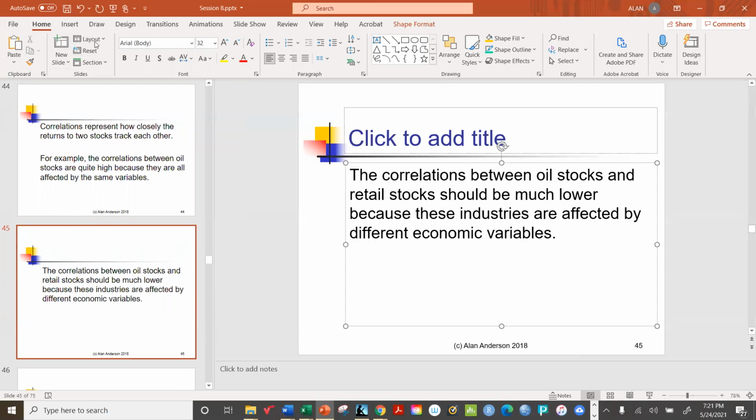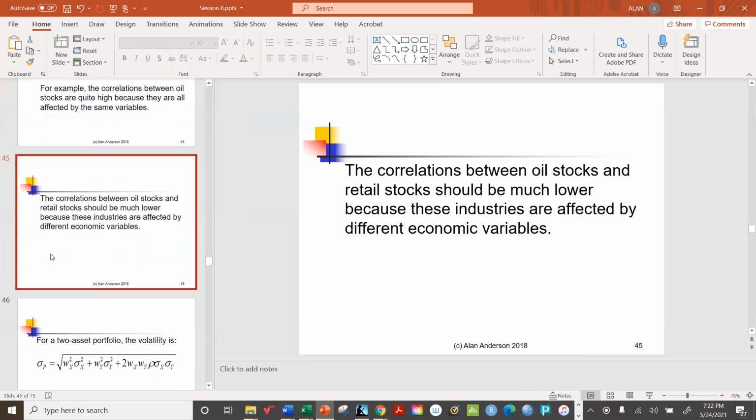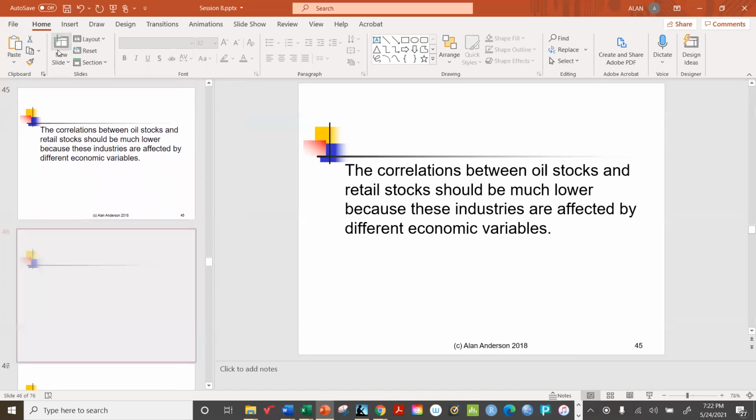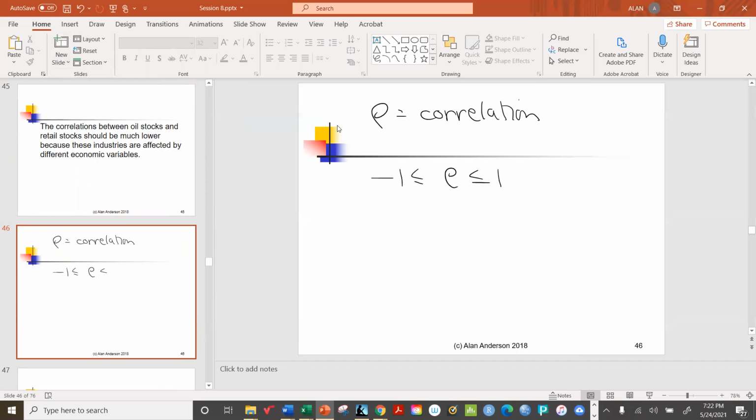Now, the correlation measure itself is defined in such a way. Well, first of all, this symbol represents correlation. It is bounded between -1 and +1.